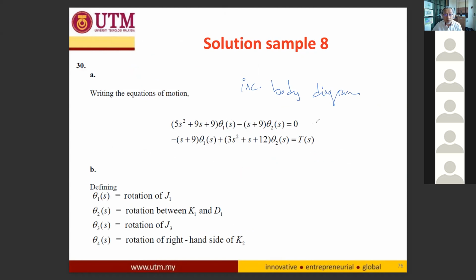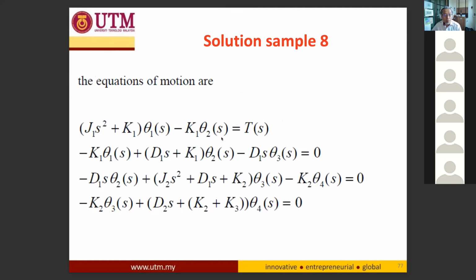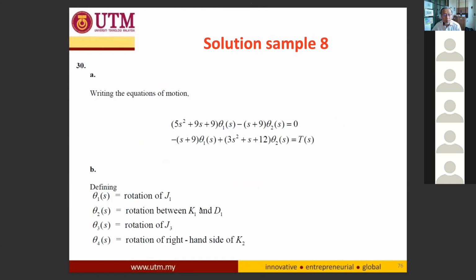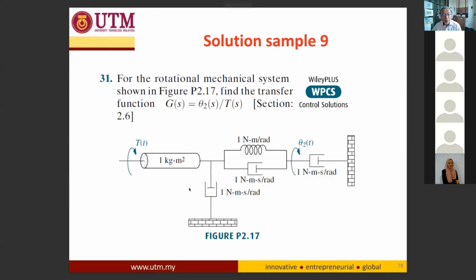Then you will get equation number 1 and equation number 2. From there, you don't have to solve it, but if you want to solve it, you also can. It will become more complicated by finding θ2 over T. And the second part is this one, which I show here. The equations of motion are the continuation of this part.